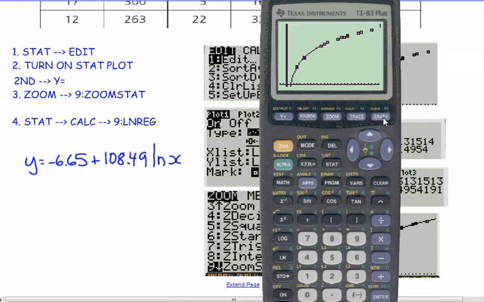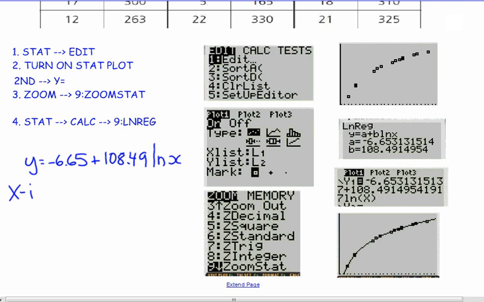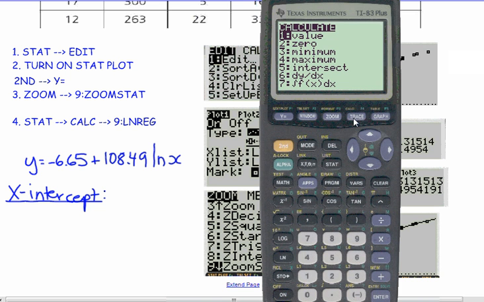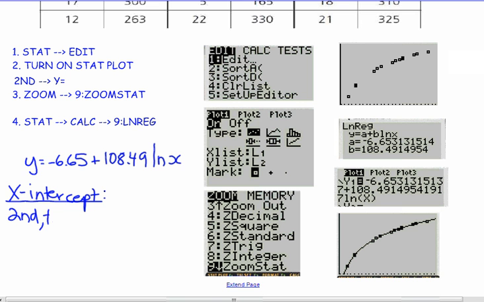And so now I can actually see a little bit of my 0. If you zoom out more, you can see it better. Because what function this time do we have to use for our x-intercept? So x-intercept, how are we going to find that? Using our graph. What function? Second trace 2 for 0. Second trace 2 for 0. Okay.